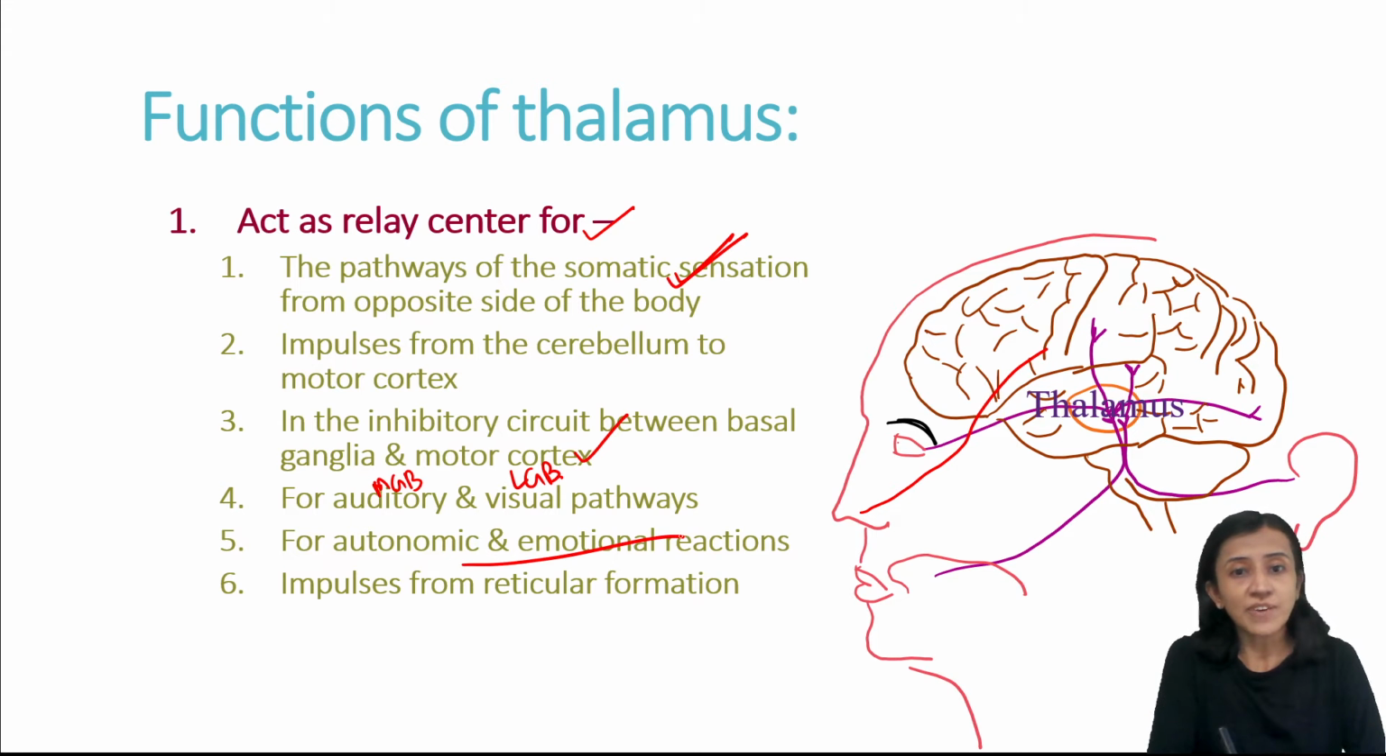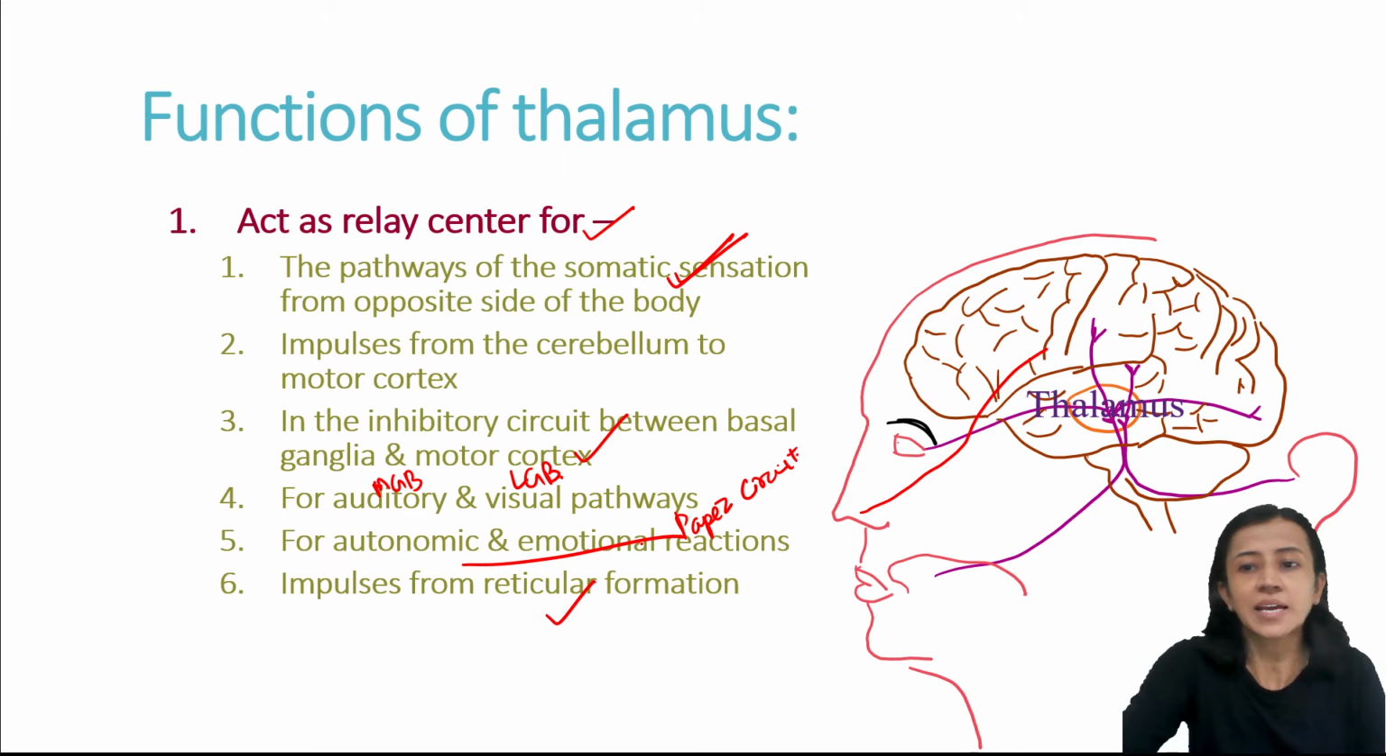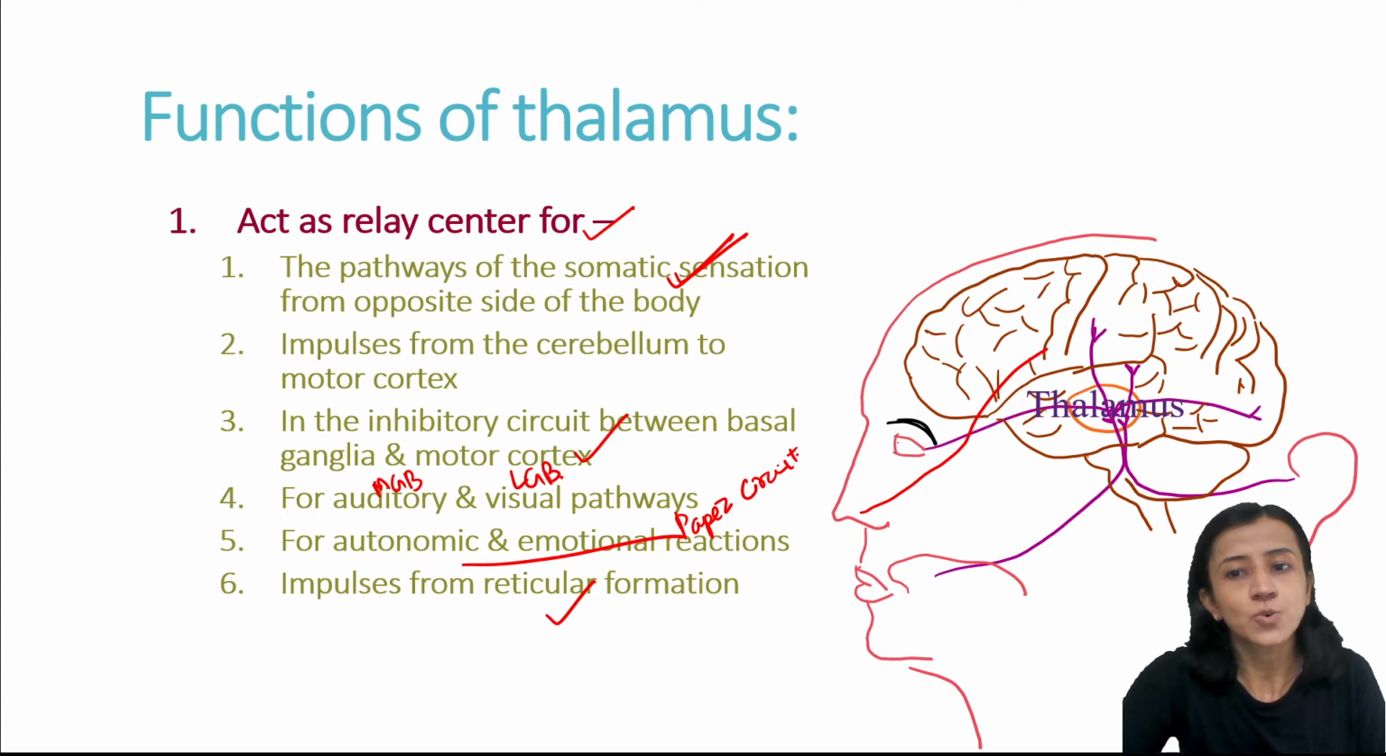Autonomic emotional reaction, because of the Papez circuit. That is concerned with the autonomic emotional reaction, and reticular formation, non-specific relay nuclei. The midline nucleus and centromedian nucleus are your non-specific projection nuclei, we have already discussed. Just a minute. I repeat, the non-specific relay nuclei are the midline and centromedian nuclei. Okay, so that is the first function. It acts as a relay center.